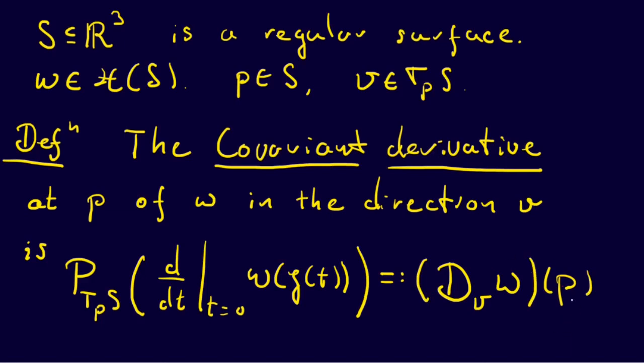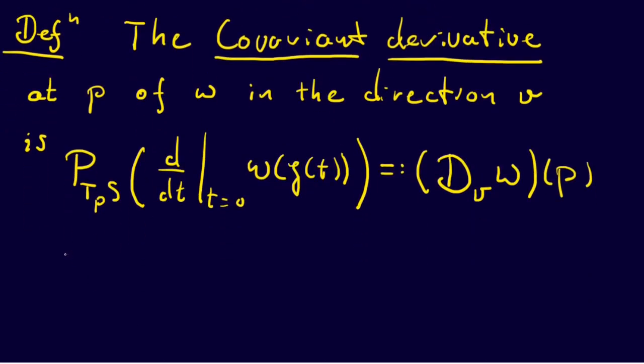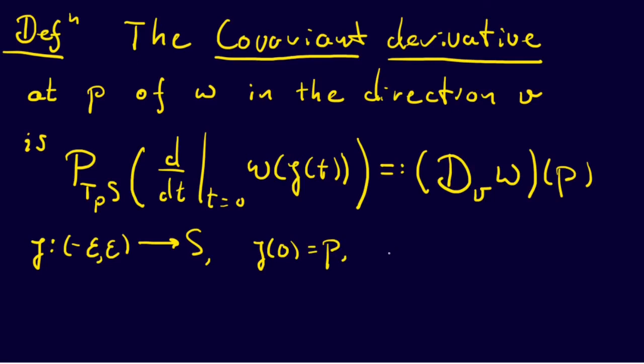So for this to make sense, V needs to be a tangent vector to S at the point P. And for completeness, gamma needs to be a curve into S, which at 0 gives the point P, and whose derivative at 0 is the vector V. And of course, we should show that the result does not depend on the choice of gamma, only on P and V. So that's perhaps a good exercise.